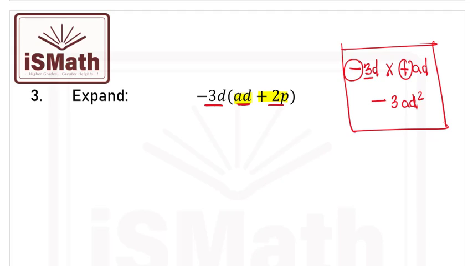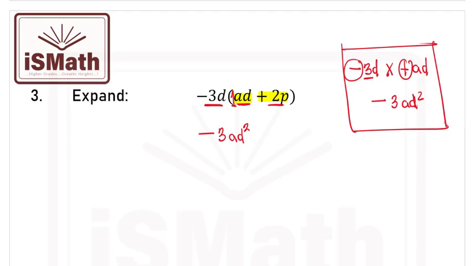We don't necessarily need to show this particular aspect of the working except when asked to do so. If you're just solving this, normally your examiner would already know that you've done this in your head to get the next point. So here we have minus 3d times plus ad. I'm going to have minus times plus to give me minus, and then 3 times 1 gives us 3, and then d times ad will give me ad squared.